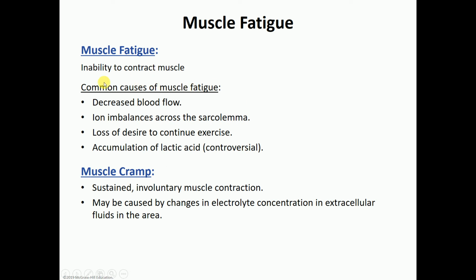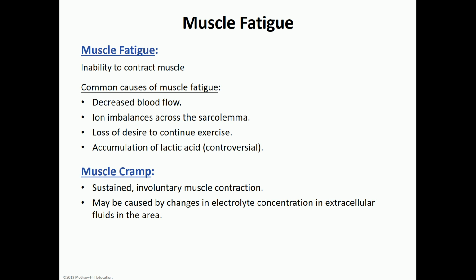Either there's a decrease in blood flow or there's an electrolyte imbalance. We obviously need calcium to contract our muscles. We also need sodium and potassium. So any imbalances in these electrolytes can lead to muscle fatigue. Or there might be a loss of desire to continue exercise.